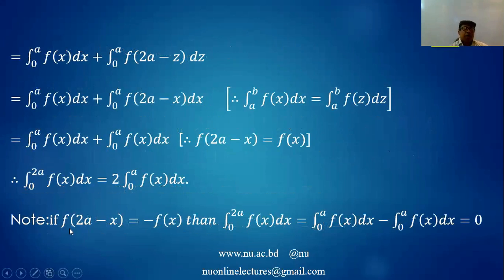Okay, note: if the function f of 2a minus x equals minus f of x, then the integration from 0 to 2a of f of x dx will be the integration from 0 to a of f of x dx minus the integration from 0 to a of f of x dx, which equals 0.